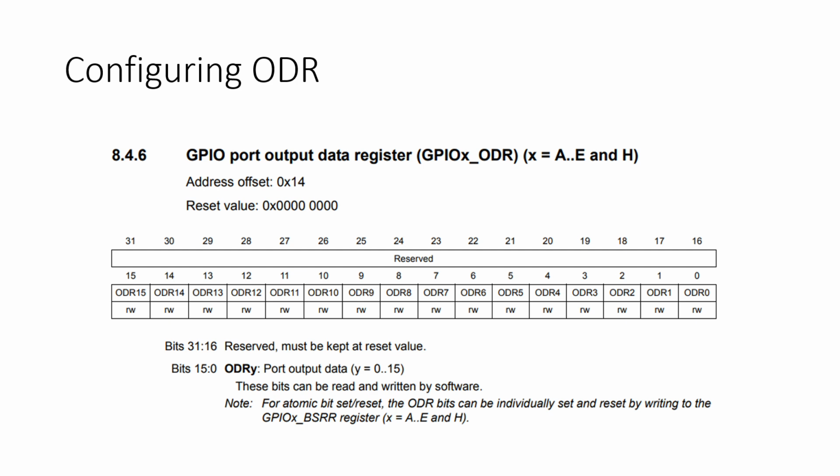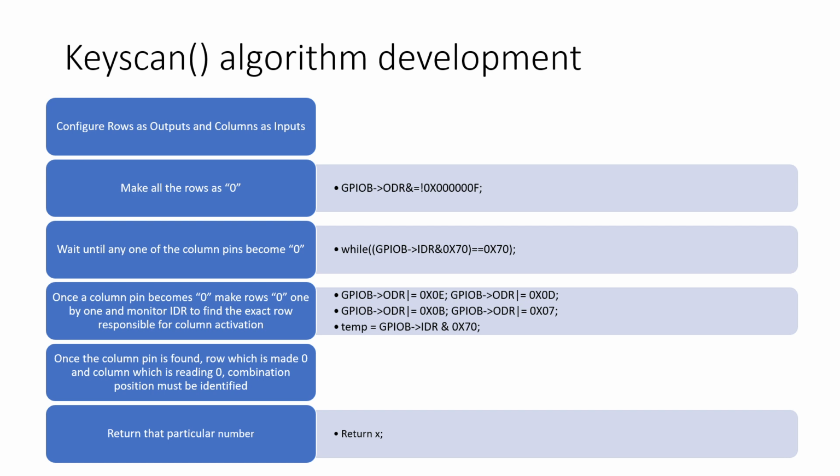Configuring ODR. This is the output data register. For every GPIO, we'll have an input data register and an output data register, each of 16 bits. Each bit of the corresponding registers corresponds to each pin of the port. Now comes the interesting part, developing the Keyscan algorithm.